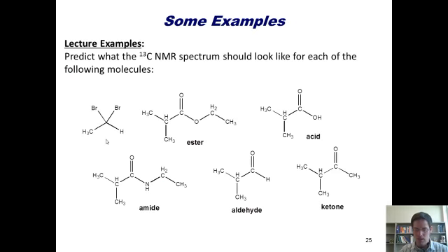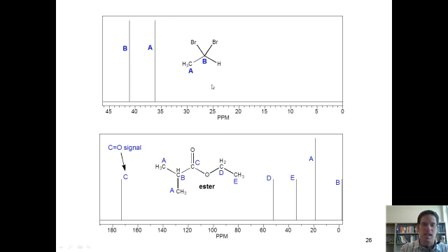Here are some examples to consider. I want you to predict what the carbon NMR spectrum should look like for each of the following molecules. I'll let you pause right now and do this before going on, since the answers to this question are shown on the lecture slides that follow. Here is the answer for the first two examples.